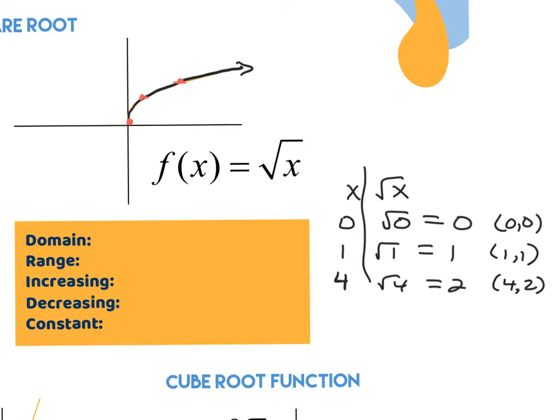So as you can see, your domain is starting here at 0, and then it's going to infinity. Same thing for the range. We don't want any imaginary numbers because remember, if we were to square root a negative number, we would get an i. So the range goes from bottom to top. So the range starts at 0 and goes to infinity.